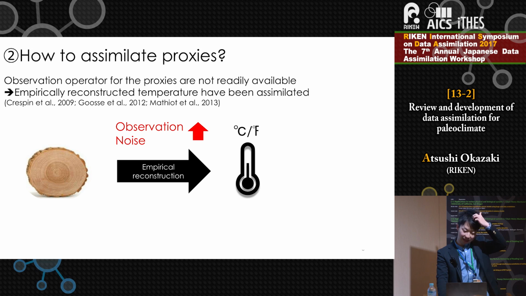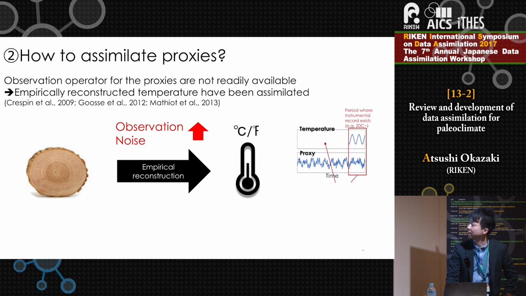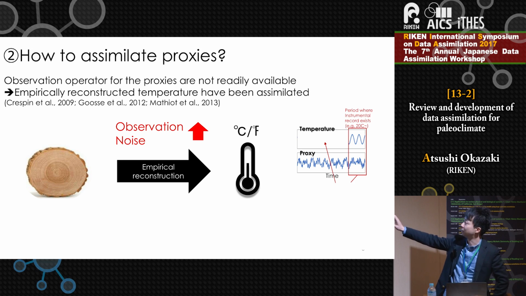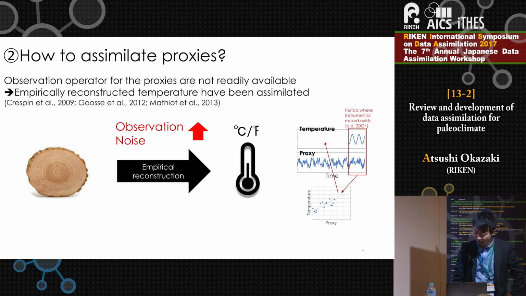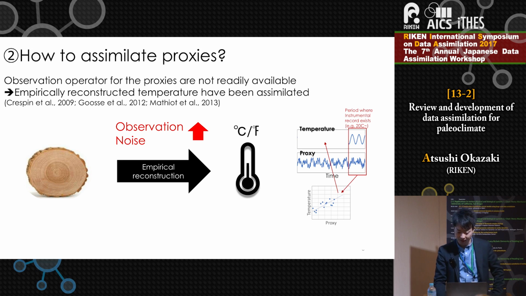Next, I would like to explain how to assimilate proxies, or indirect states. Because observation operators for the proxies are not readily available, empirically reconstructed temperatures have been assimilated. I will introduce what empirical reconstruction is. Let's say we have time series of temperature and proxies. Using the overlapping period, we first create the relationship between proxy and temperature. Then, using this relationship, we reconstruct the past temperature.